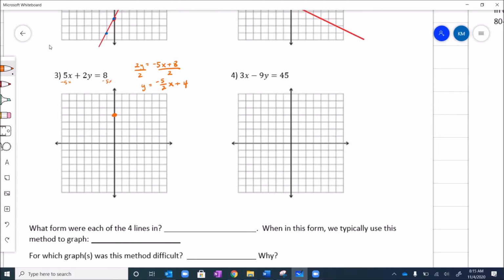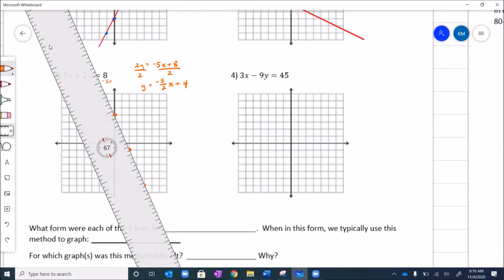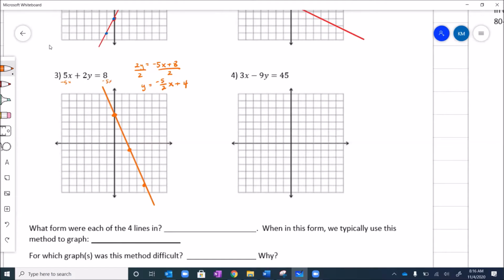My slope is negative 5 over 2, so I'll go down 5. 1, 2, 3, 4, 5 over 2. 1, 2. Okay, down 5 in the negative direction, 2 in the positive direction. 1, 2, 3, 4, 5 over 2. Okay. And so now I have that point, and I'm trying to set my ruler up so that it goes through. And so we have that line now, goes through those points.